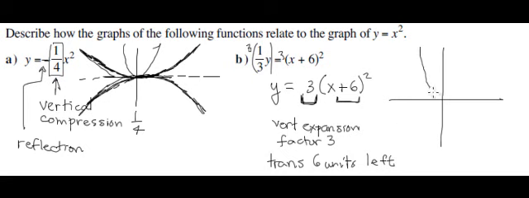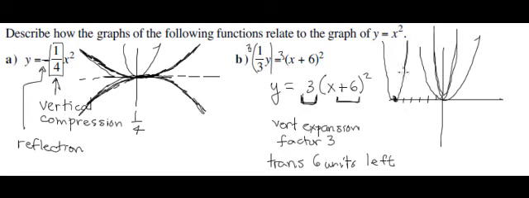Anyway, if this is your original curve, vertical expansion by a factor of 3 means it's much skinnier than before. It's going to look more like this. It goes up 3 times more quickly. And then we move it 6 units left. So 1, 2, 3, 4, 5, 6. There's our new vertex. And here's our skinny parabola sitting on its new vertex.